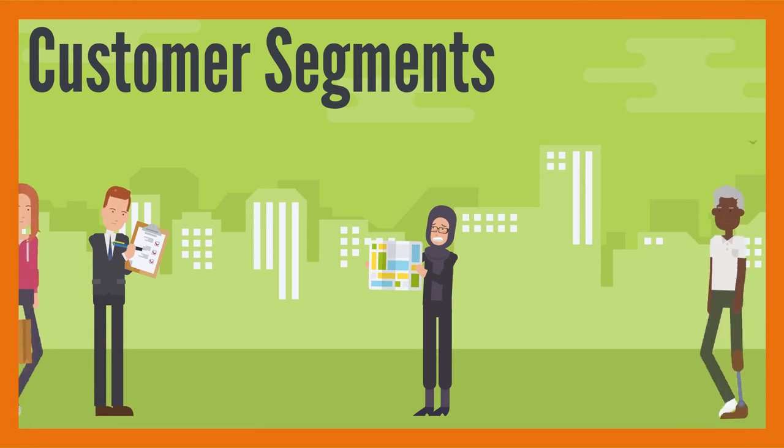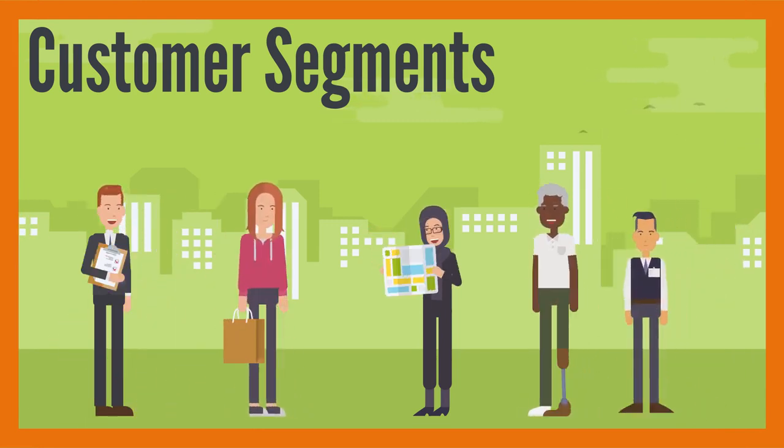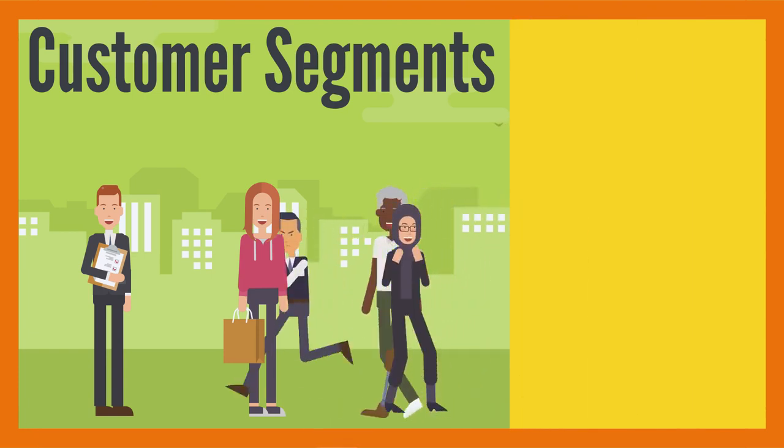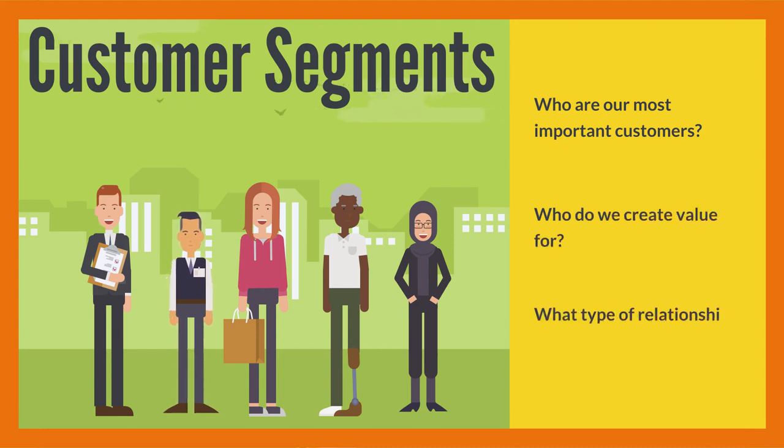The first building block is customer segments, the key client groups that the organization serves. Each group should have distinct needs that require different channels and relationships to generate value. Ask who your ideal or most important customers are. Who are you creating value for? What type of relationship does each segment want? This may mean that you need to decide not to serve certain groups of customers so that you are using your resources efficiently.